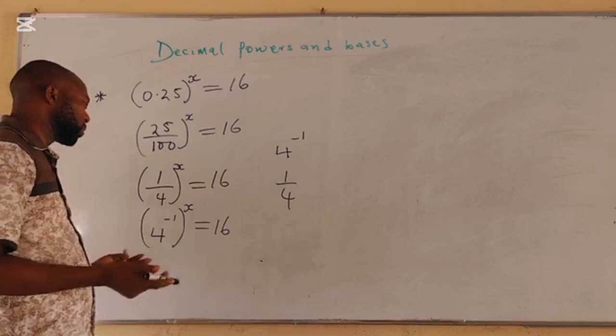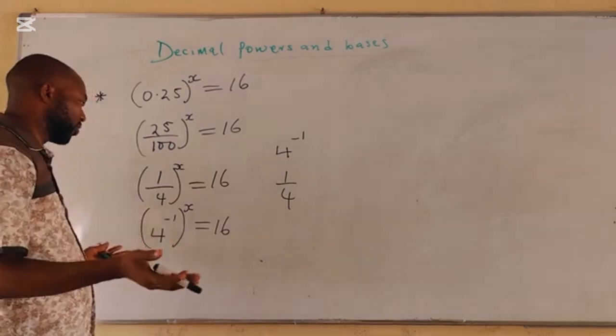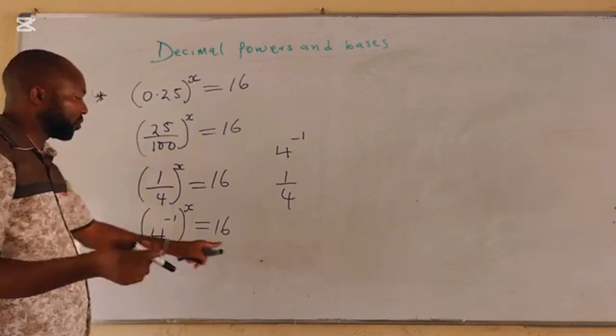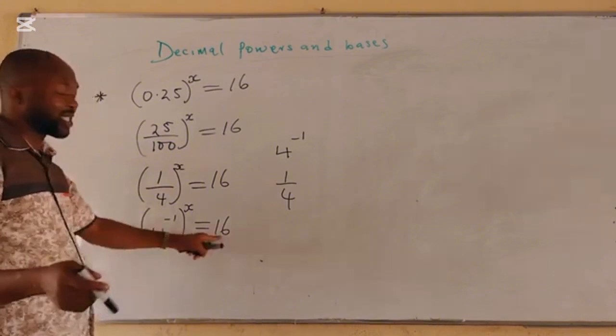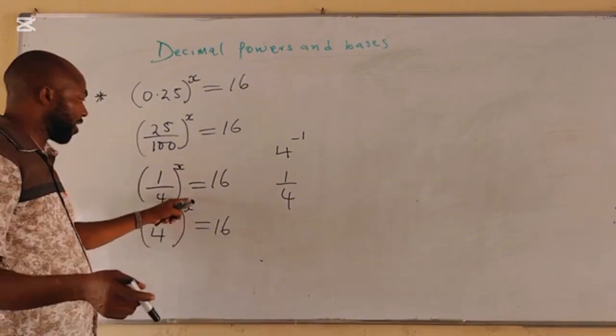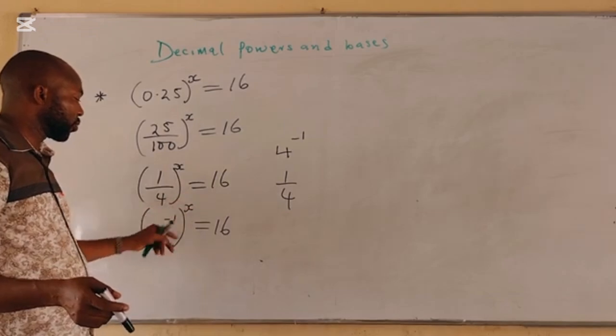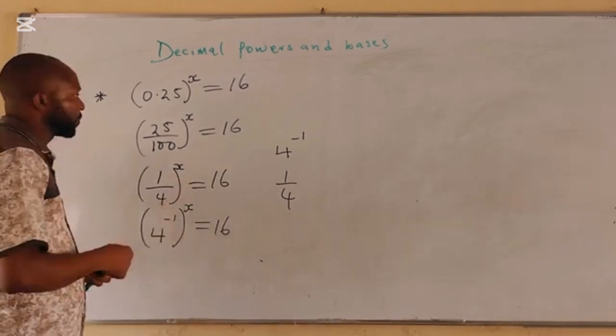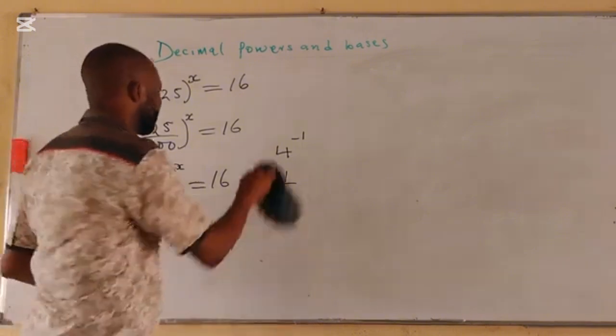But now the question is, why should I do that? You'll be asking. I'm trying to bring them into a common base. 4 can give me 2, 16 can give me 2. Because here I have the power of x, I need to bring them into the same base and see if there's something I can cancel out. Now, let's move on.